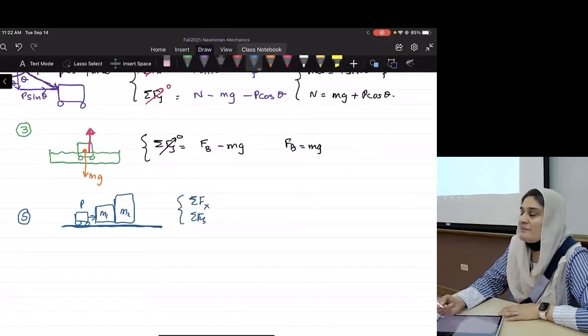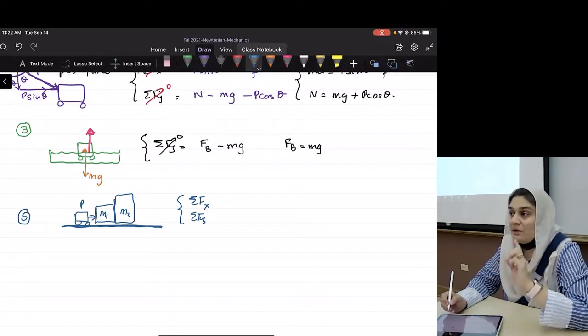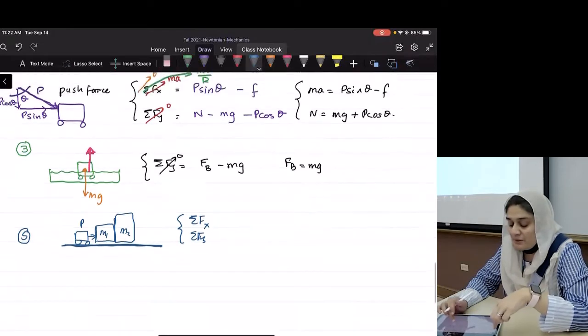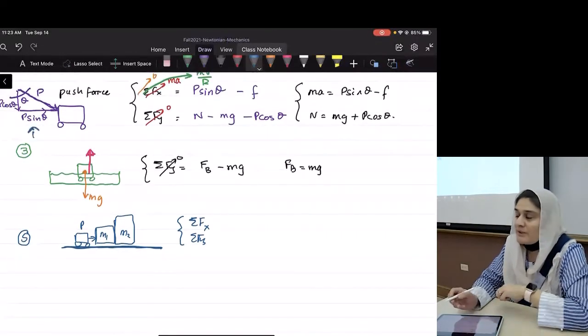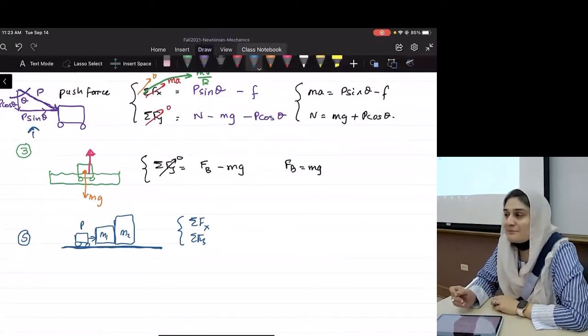Notice, how many masses are involved? 3. Technically 3, but what is the car doing? Just pushing. So remember I didn't tell you what this push force was up here. What is applying this push? It doesn't matter what's applying the push. Do you see the difference?